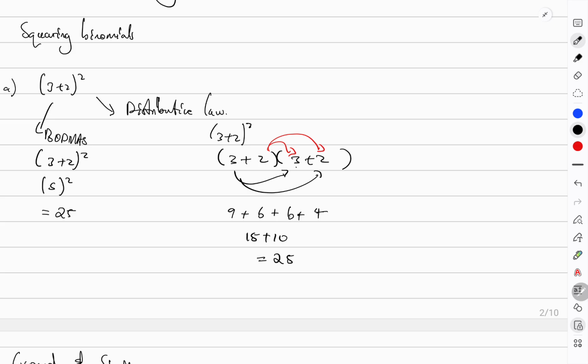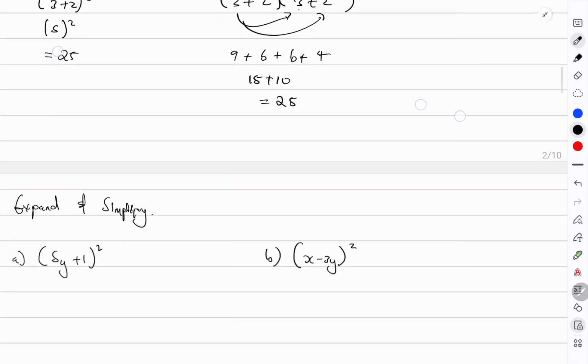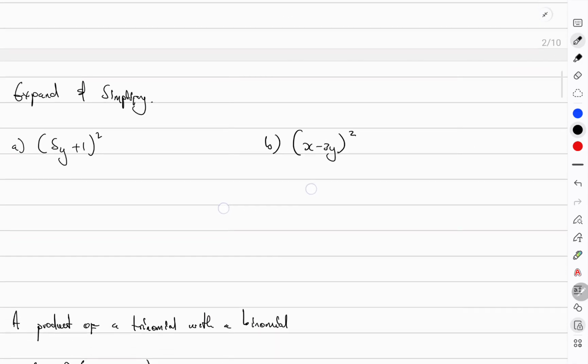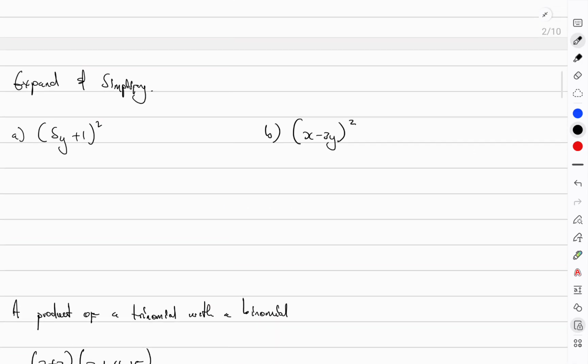Therefore, it means squaring binomials. It means if you are having a square, it means open 2 brackets, then substitute whatever that is in the first bracket on those 2 brackets. Therefore, if I'm having 5y plus 1 all squared, it means I should open 2 brackets, substitute whatever that was in the first bracket on those 2 brackets. It means I'm going to have 5y plus 1, 5y plus 1, right?